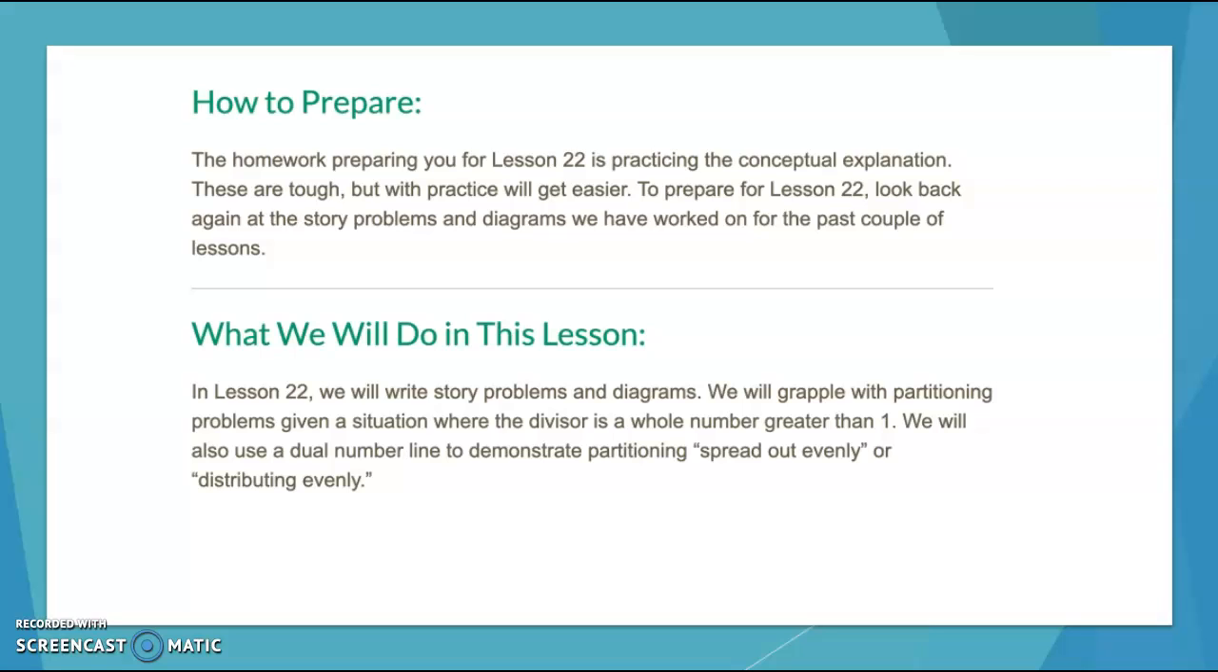Think about how you're preparing. Think about what we're going to do in this class. Hit pause and read.